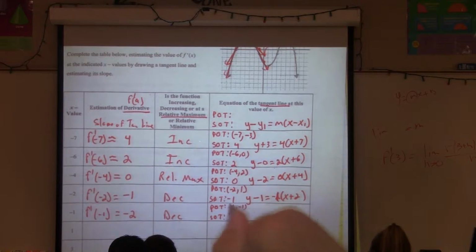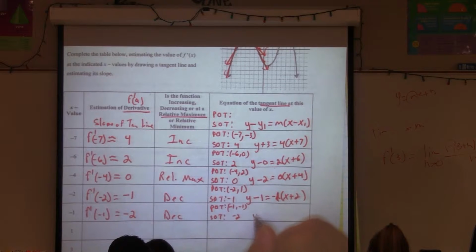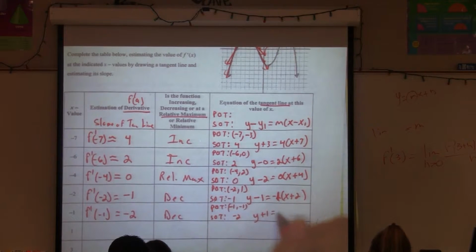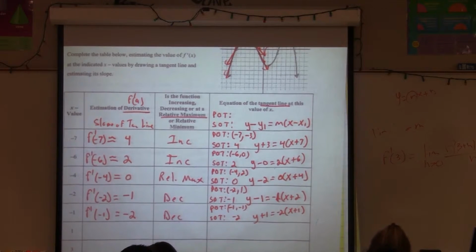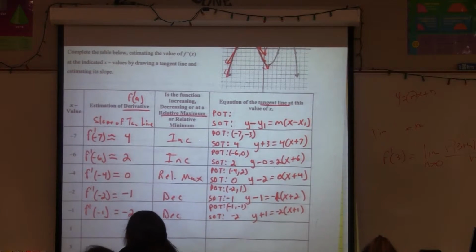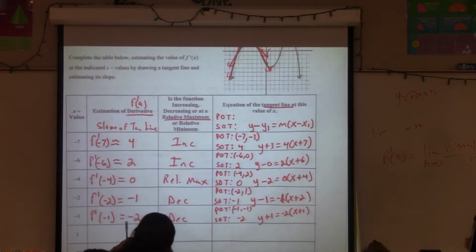Negative 1, negative 1. And this is negative 2. So we have y plus 1 equals negative 2 plus 1. Beautiful. Kindergarten stuff? Alright, now what happens at 1?